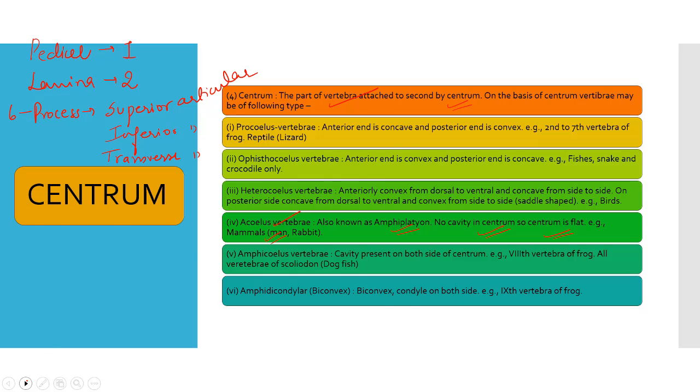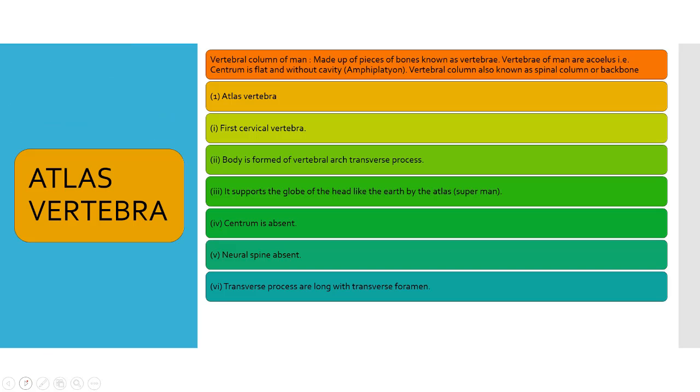Man and rabbit, humans and rabbit. Atlas vertebrae. Okay, atlas is the first vertebra. Then the second cervical vertebra is axis. The atlas is the first cervical vertebra.